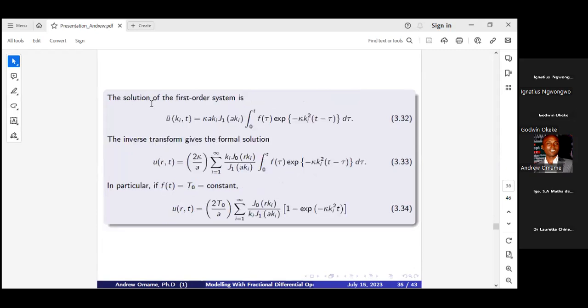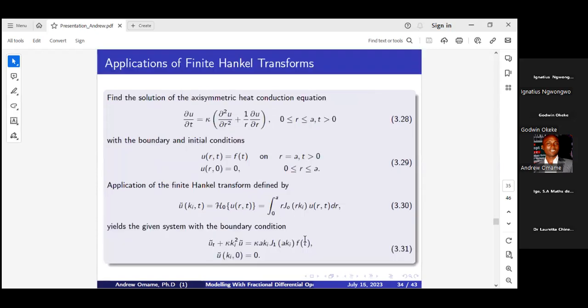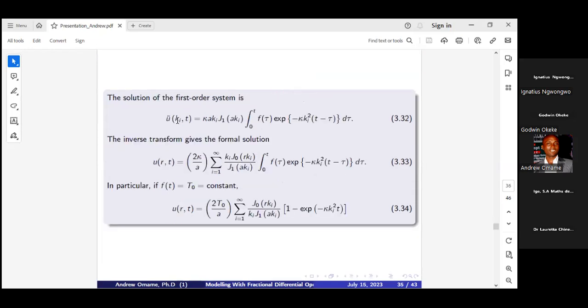So the solution of the first order system, the expression we have in the previous bit, is nothing but a first order ordinary differential equation which we can solve. If you solve it, then you have this expression given in 3.32. Then the inverse finite Hankel transform is again in series form. So you have the expression given in 3.33. For the particular scenario when it is a constant, you have this expression given in 3.34.